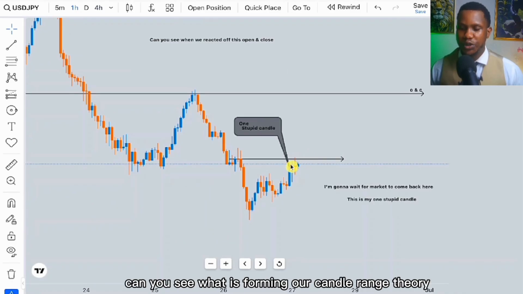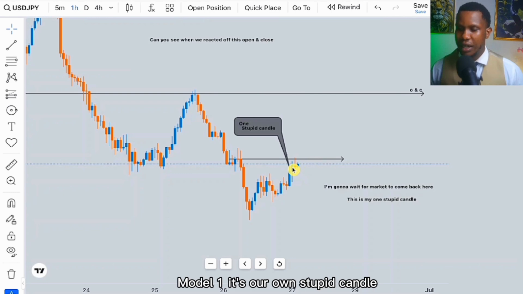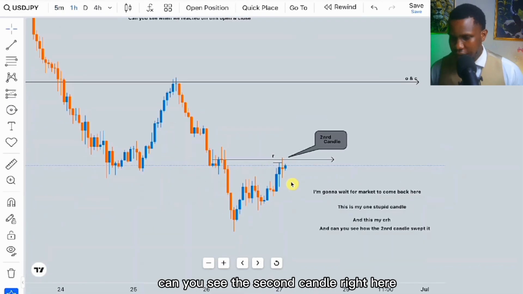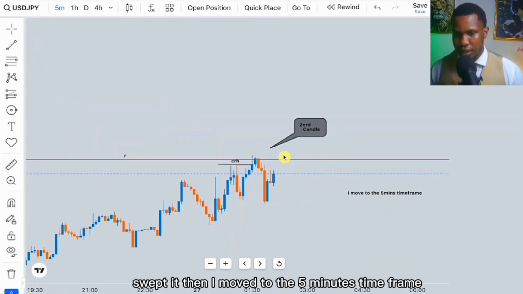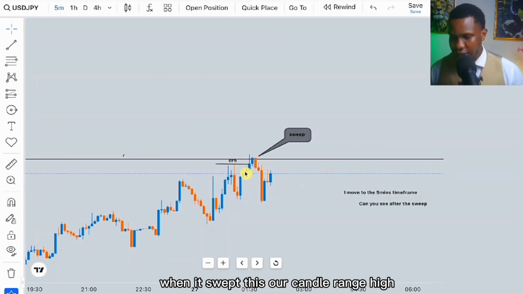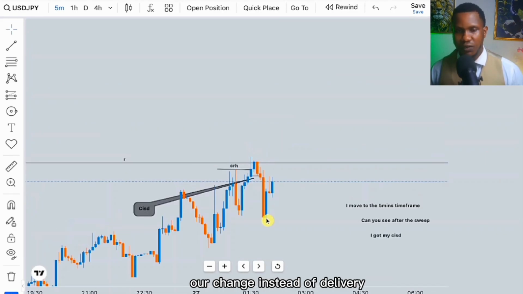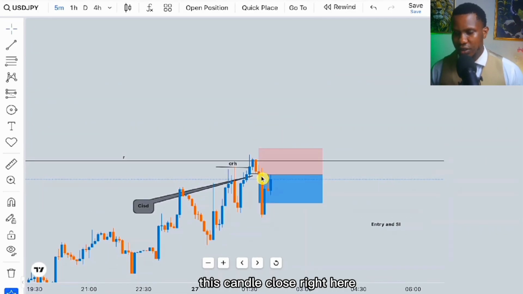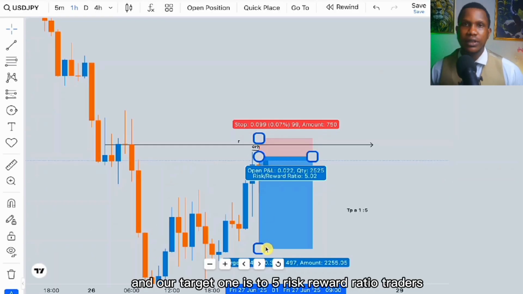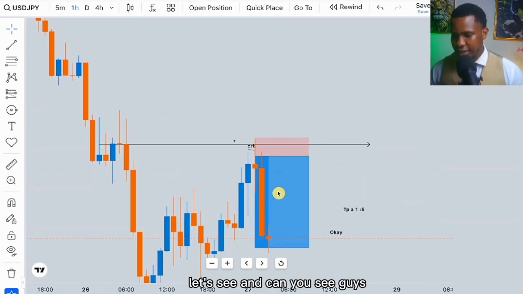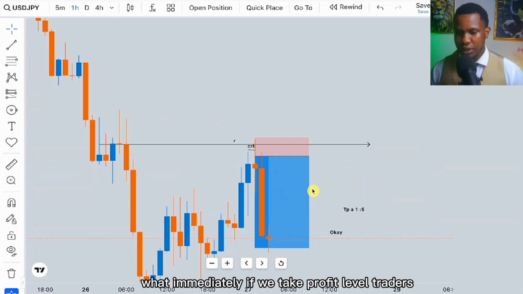Our candle range theory model 1. So I want to pick the candle. This is the candle range high. Can you see the second candle right here swept it? Then I move to the 5 minutes time frame, and what can you see? When it swept our candle range high, immediately it gave us our change in state of delivery. This candle close right here is going to be my entry and my stop loss, and our target gives a 1:5 risk reward ratio, traders. Let's see how this trade unfolds. And can you see, guys, immediately we hit our take profit level, traders?